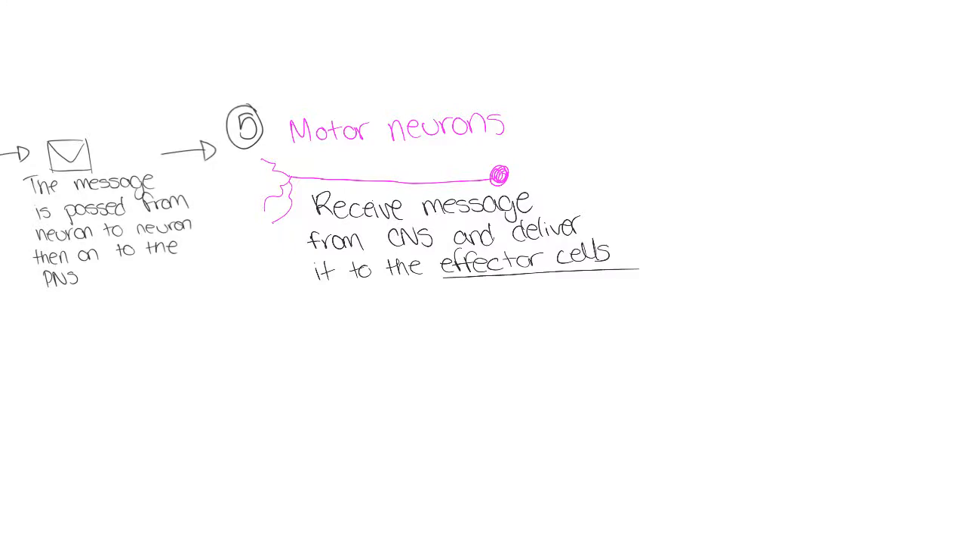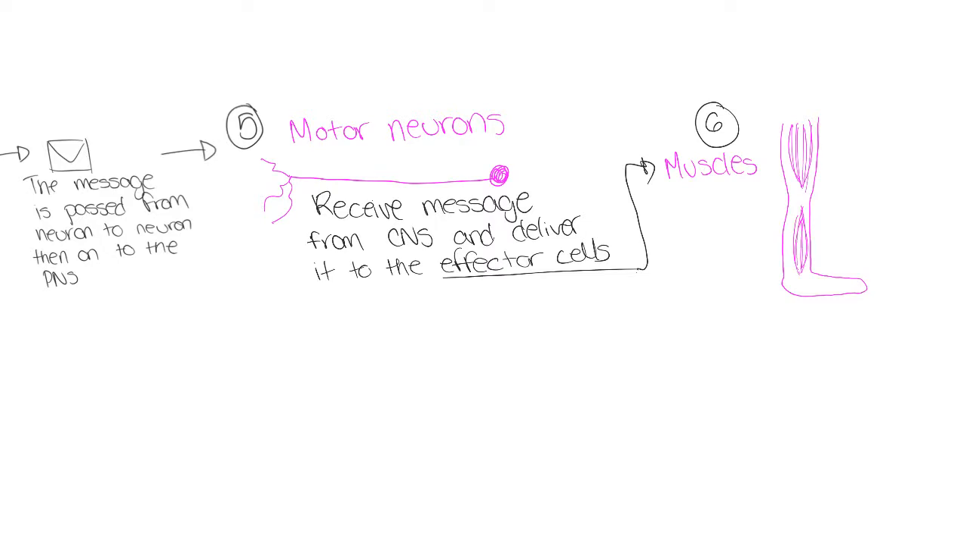In this case, our effector cells, that's going to be our muscles. Because those are the things responsible for moving our bones. So I'm going to call this step number 6. I'm going to draw a little leg here. Again, I'm not an artist on my computer. Here's some muscle tissue. Okay.